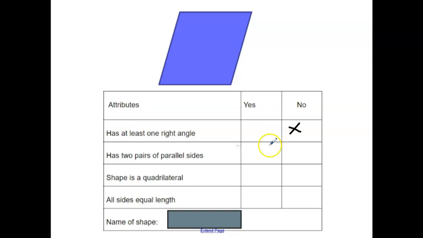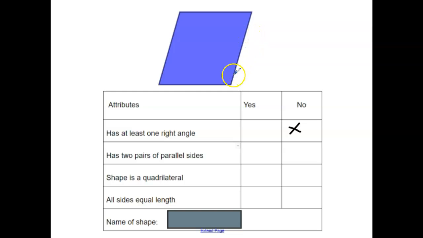The next question that is asked, read it with me. Does this shape have two pairs of parallel sides? Let's see. Okay, so here's one side. Is its opposite side parallel? Is it facing the same direction, and will it always stay the same distance apart? Well, yes, it has one pair. Now let's check the other pair.